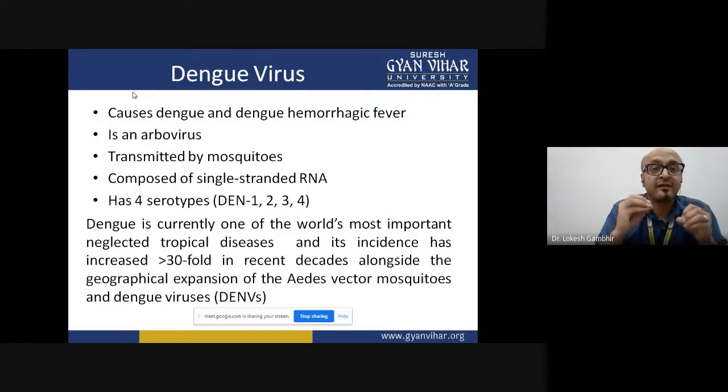It has come into limelight in the past 10 decades. Although it was there for many decades that have passed, in the past decade, in the past 10 years, the incidences have grown up.